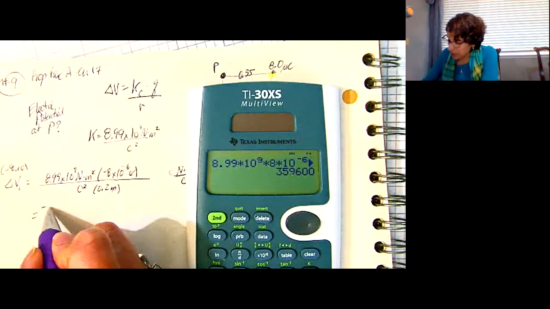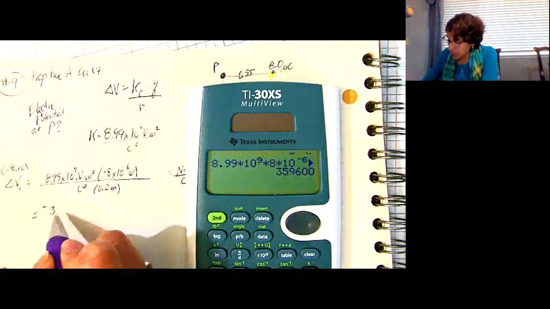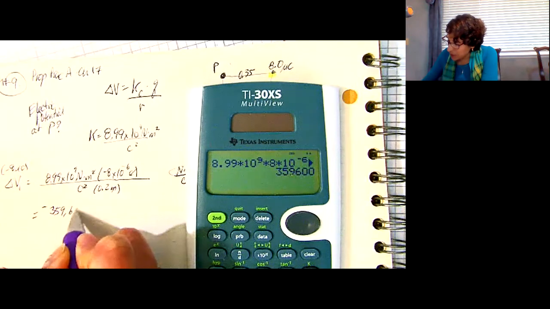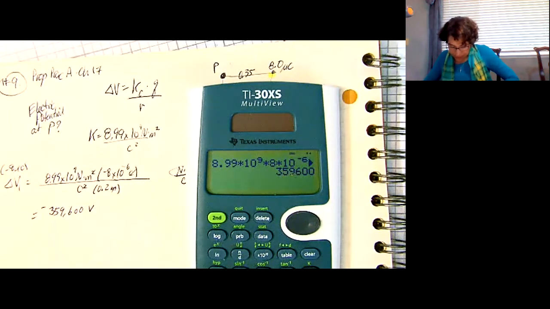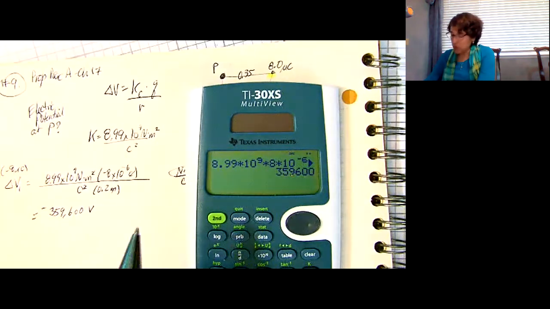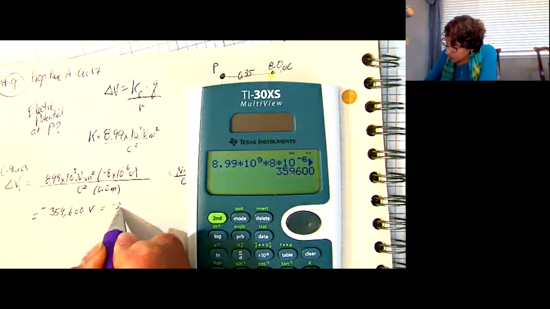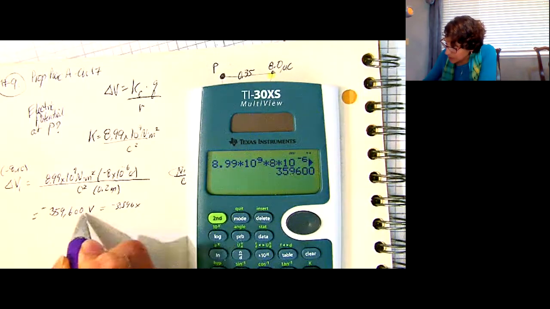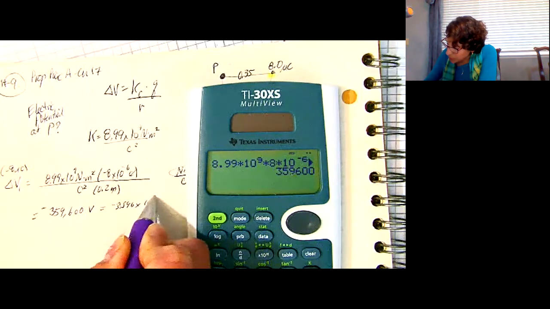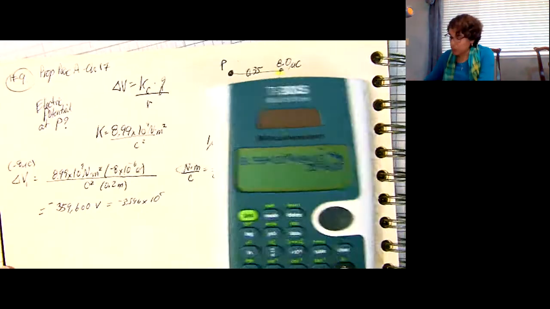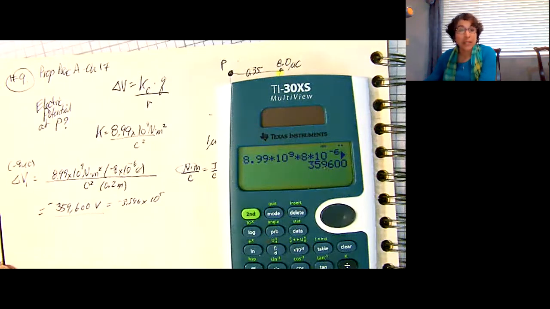So I get negative 359,600 volts. I'm just checking, yep, 359,600 volts. And if you wanted to put that in scientific notation, I got 3.596 times 10 to the 5th. So that's my first one. Let's take the next one.